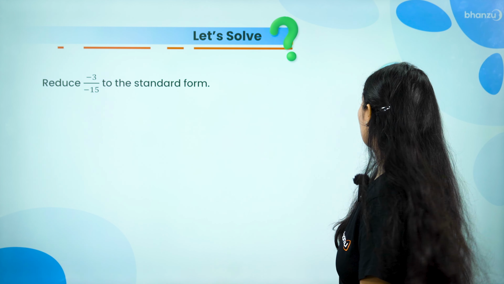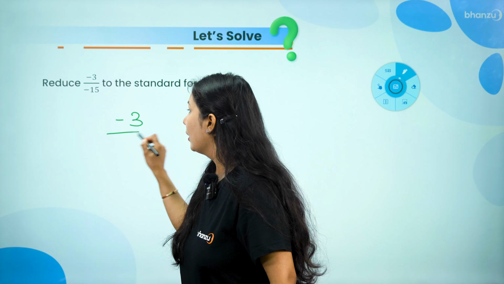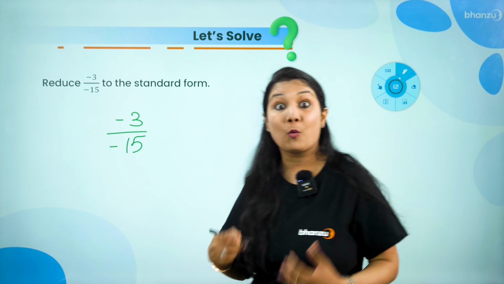So if the question is minus 3 by minus 15. Now this time both of them are negative. So what should we do?